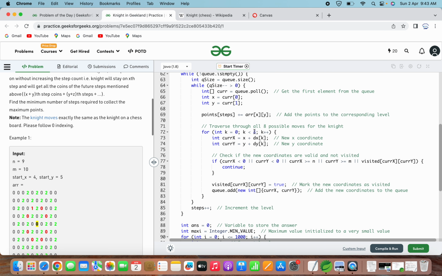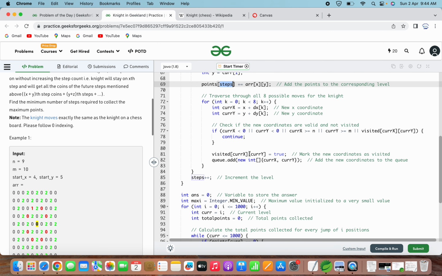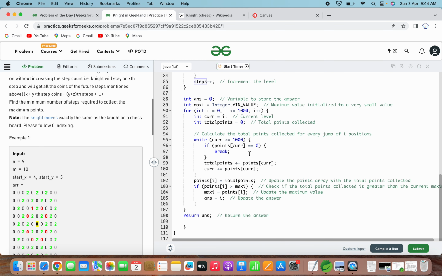So during the BFS traversal, the code accumulates the points for each step of the traversal into the array called points, where each element of the array represents the points accumulated at that level of the traversal. After the BFS traversal is done, we loop through the points array and calculate the total points collected for every jump of i positions. It will then update the points array with the total points collected for each jump. Finally, the code returns the index answer with the maximum value of the points array.